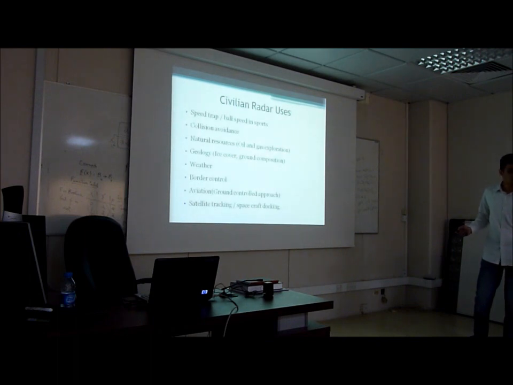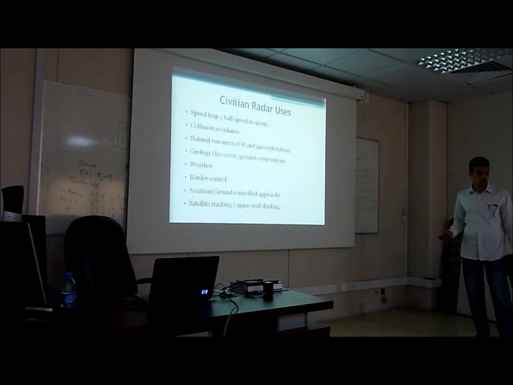Radar uses. There are many civilian radar uses. Maybe most of us will think of radar just for military use, but in fact there are many civilian uses for radar. First of all, speed traps, and of course the ball speed in sports. You all know in tennis, after serving, they calculate the speed. They use radar to determine the speed of the balls.